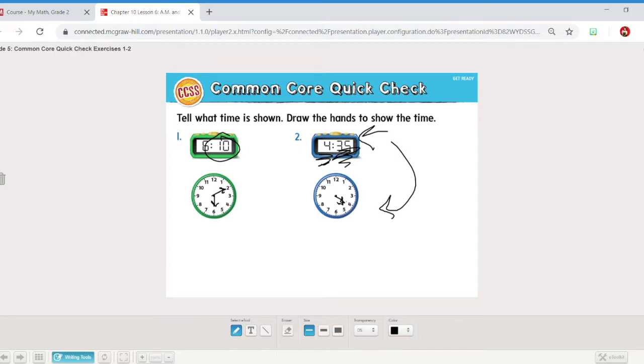And then 35, let's count by 5s all the way across, starting at 0, which is on the 12. 5, 10, 15, 20, 25, 30, 35. And our minute hand goes right to the 7. You could also say, well, I know that 30 minutes goes to the 6, so to get 35, it's just one more past that. So it's whatever strategy is easiest for you. But our clocks should look like this.